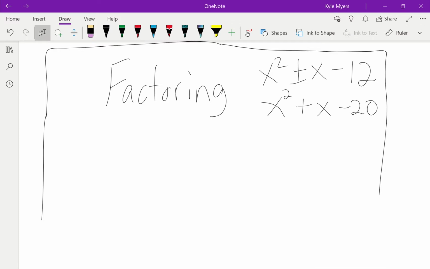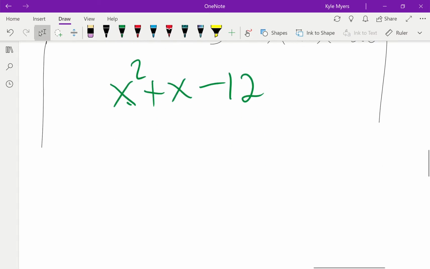Let's do all 3. So x squared plus x minus 12. If you've been watching the videos so far, you know that we don't need to worry about this x squared right here. As far as the number in front being a 1, we can just ignore it. All we're going to do is factor the 12. Now there's a ton of factors for 12. I haven't mentioned this yet, but I have 2 ideas on this.